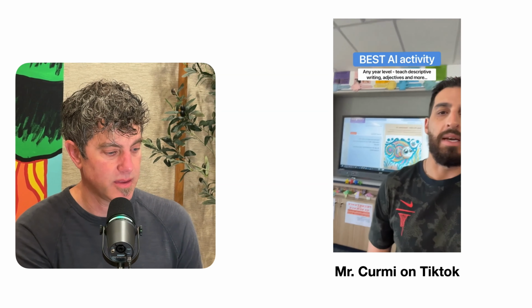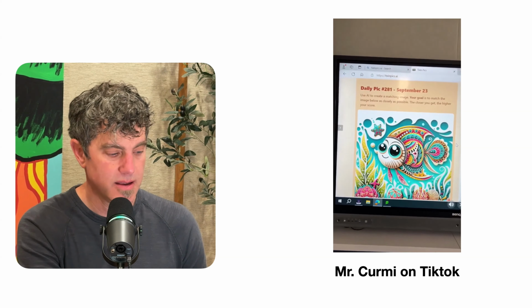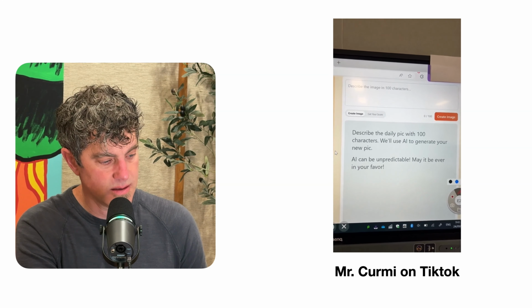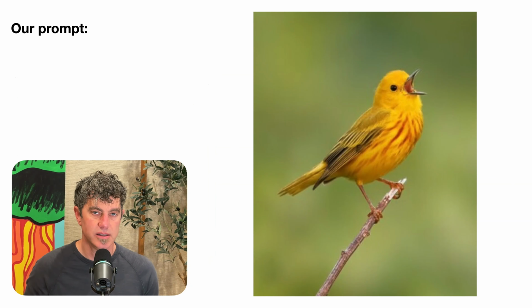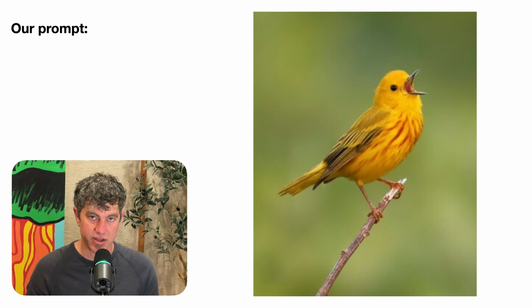All right, teachers, you want the best AI website ever for your classroom? This is it. The website's called TwinPics.ai. Daily, there is a picture prompt. It's very visual, and the students have to describe it using only 100 characters or less. So for this, it's a single image each day, and the kids have 100 characters or less.